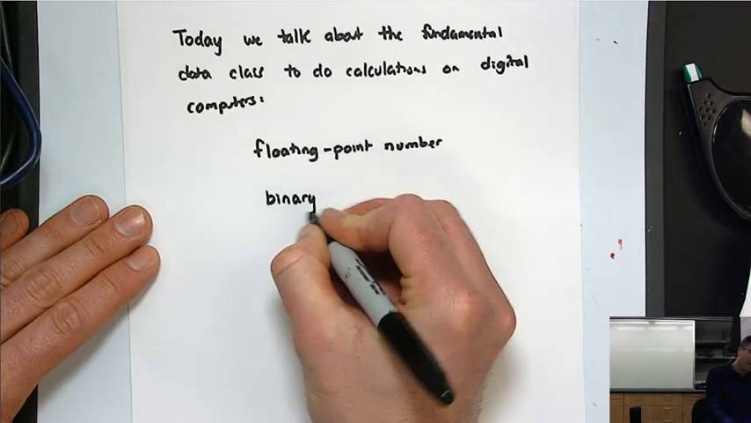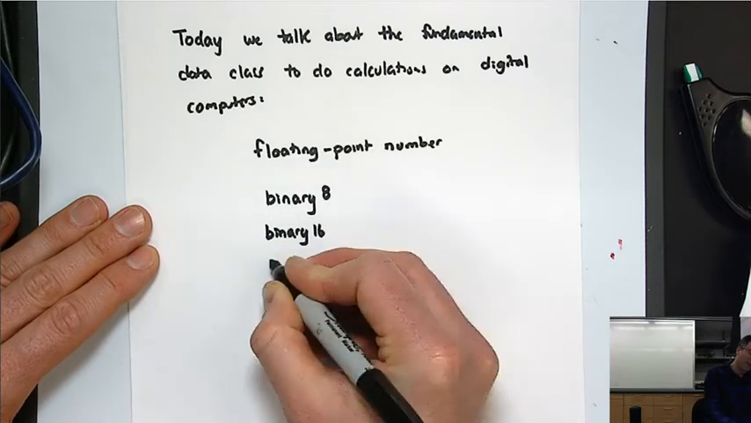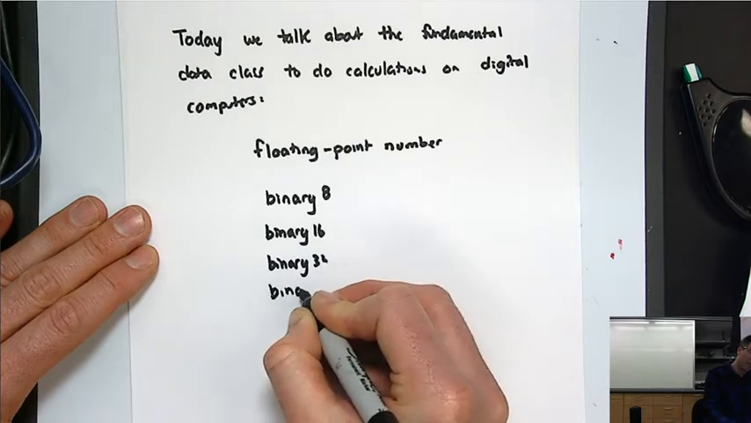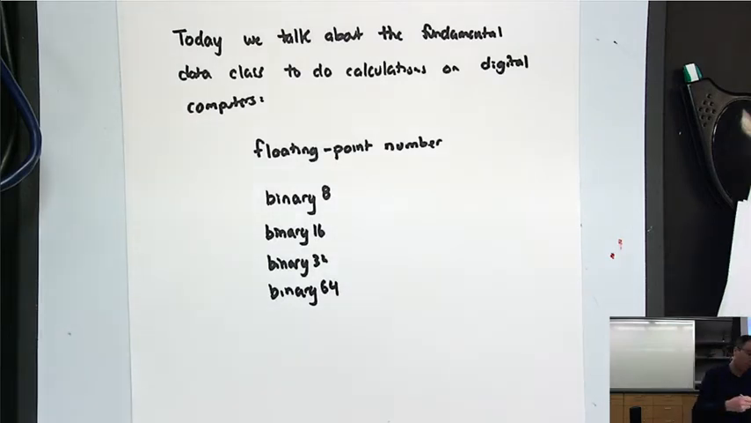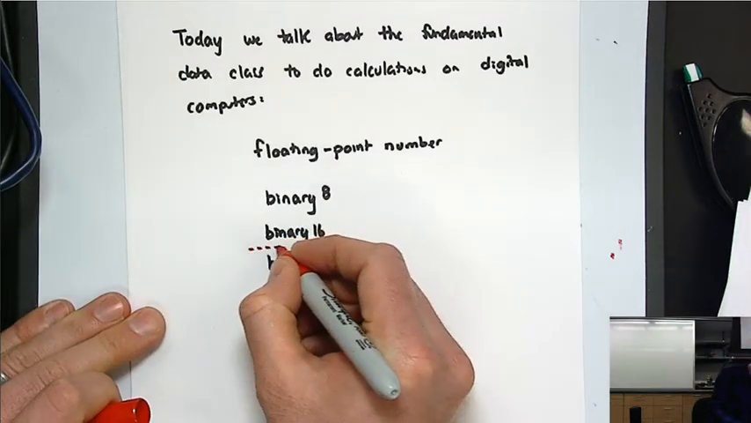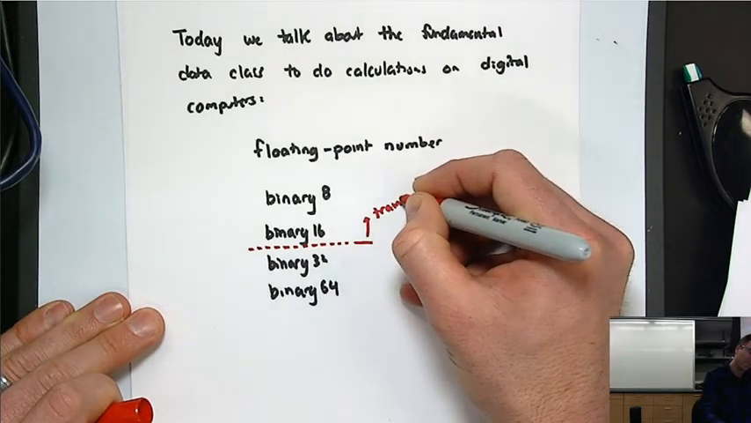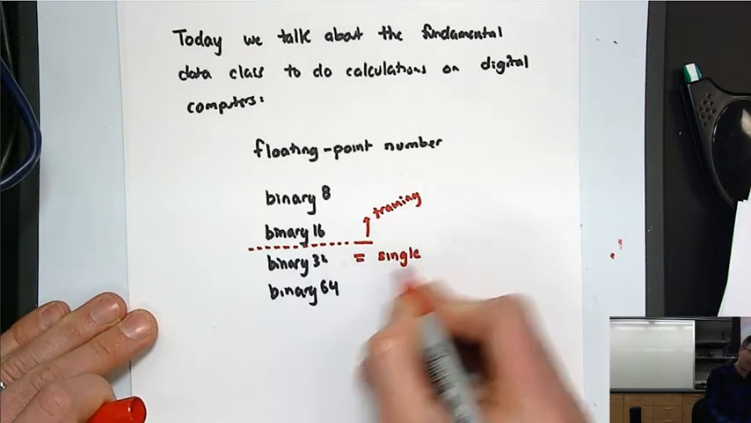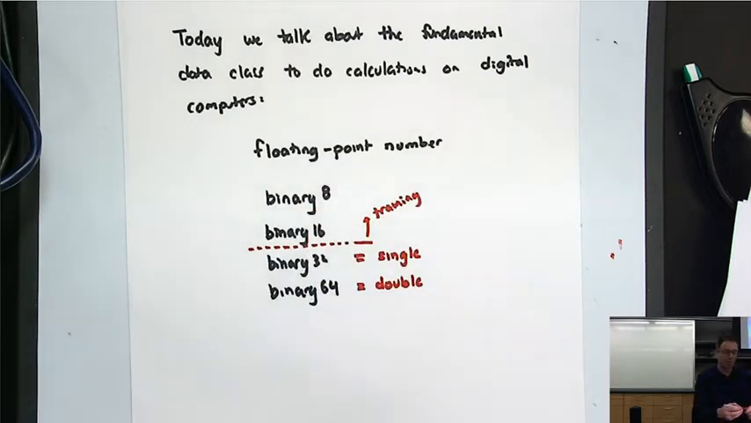Yeah. In this class, we're going to do a training regimen. So we'll call this binary 8, binary 16, binary 32, and binary 64. The first two are going to be used for what we're going to call training. This one is also known as a single, and this one is known as a double. These first are non-native to the MATLAB computing environment. These are native to the environment.